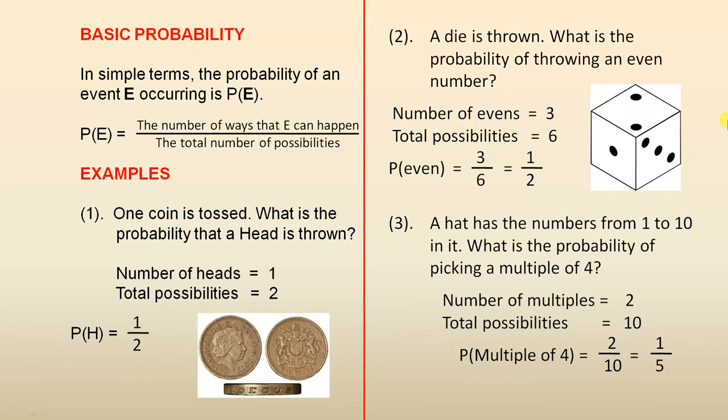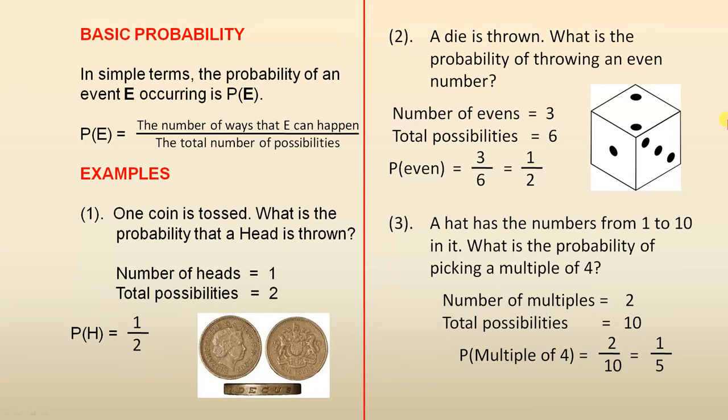Basic probability. In simple terms, the probability of an event E occurring is P(E). So P(E) means the probability of E occurring, and that's the number of ways that E can happen over the total number of possibilities. Let's look at some examples.